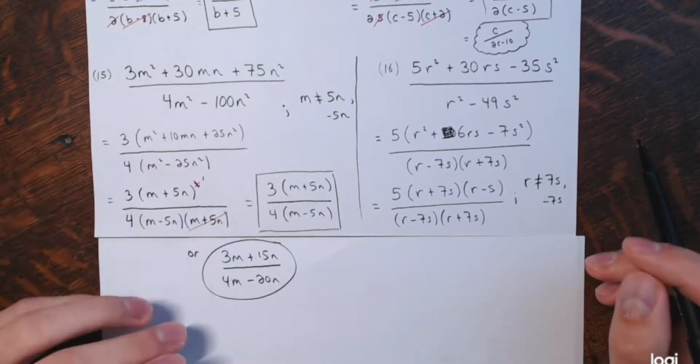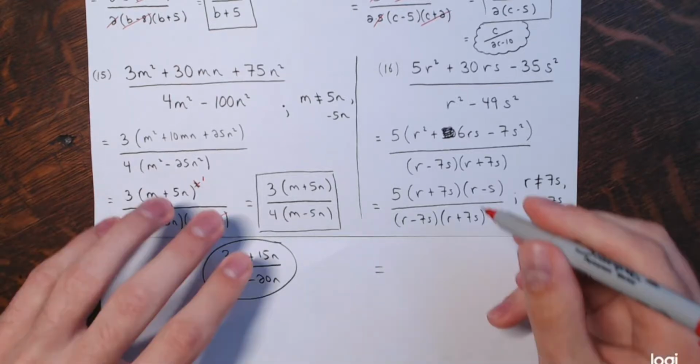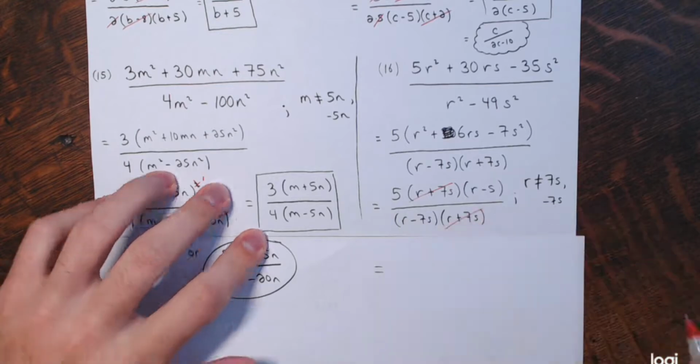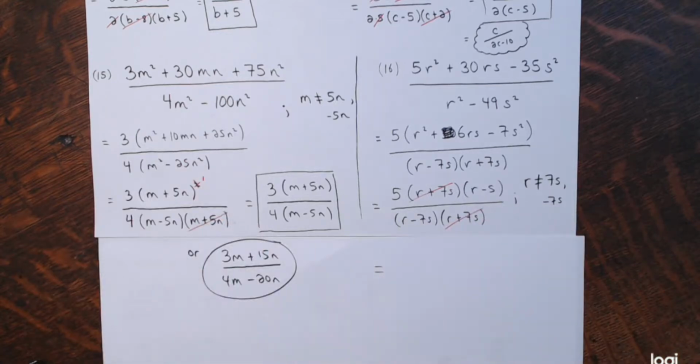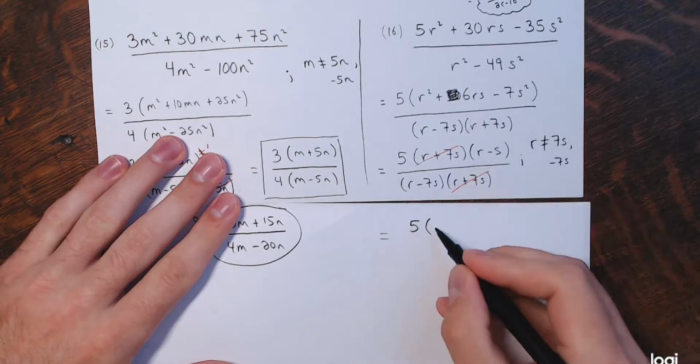Then I do the cancellations of common factors. There's just r plus 7s. So what I'm left with in the numerator are the factors of 5 times the quantity r minus s.